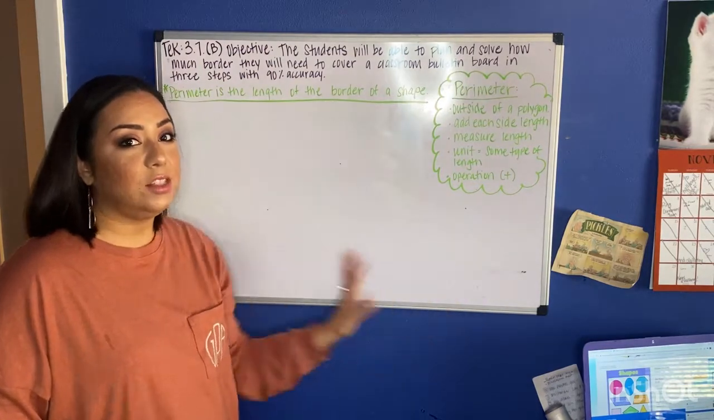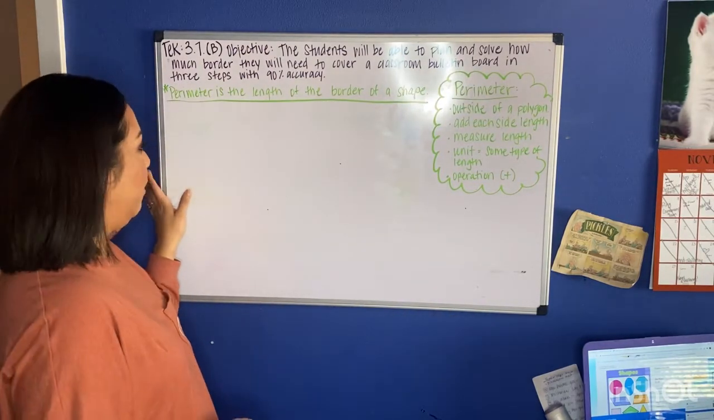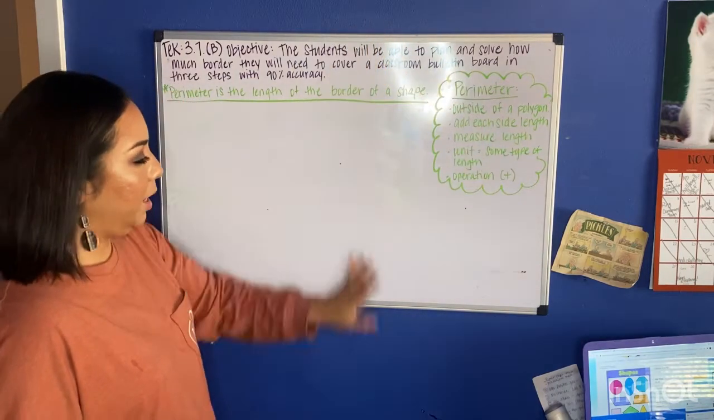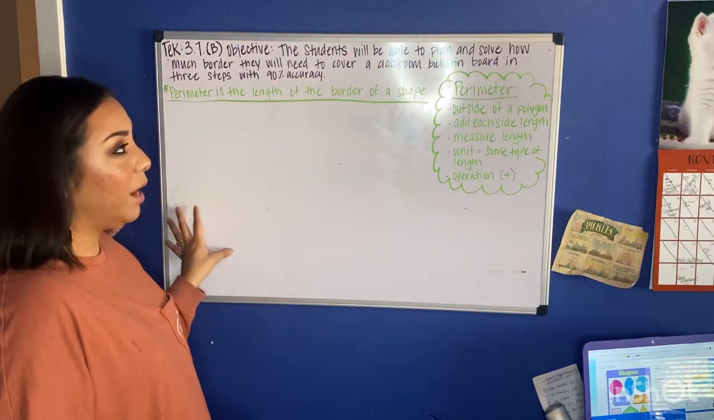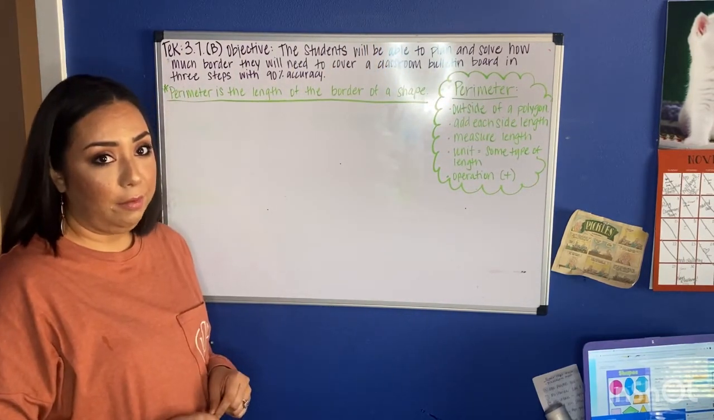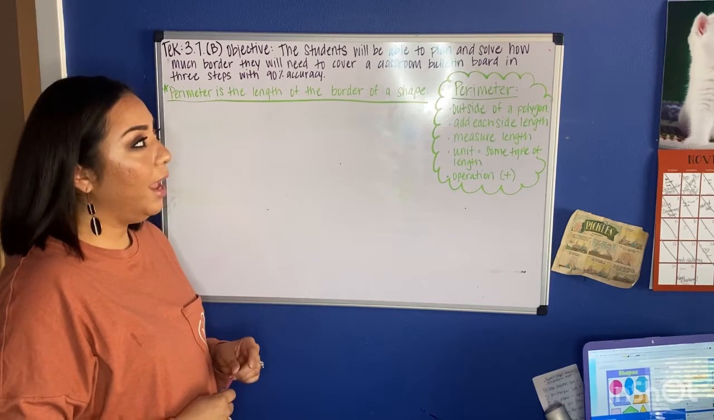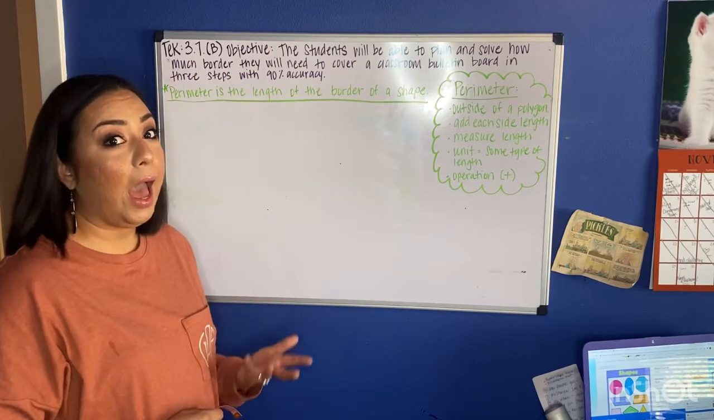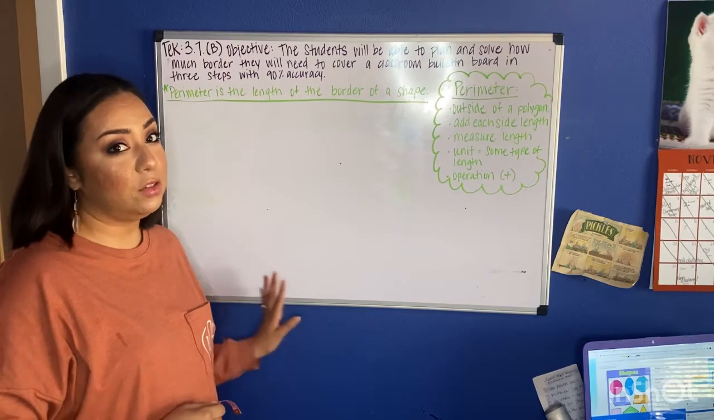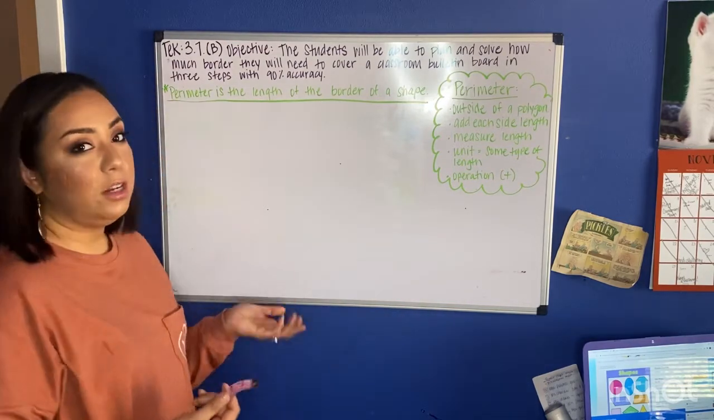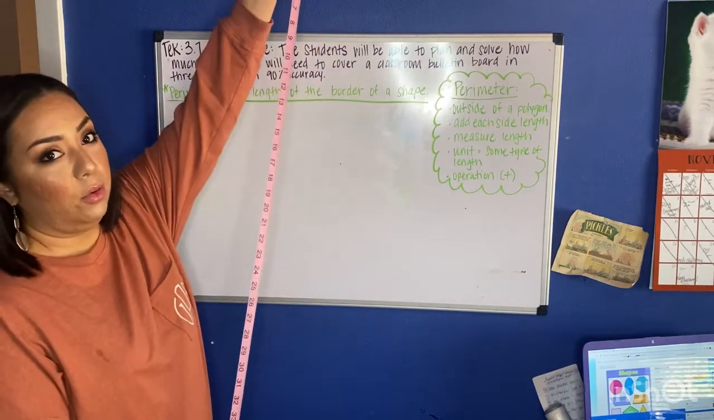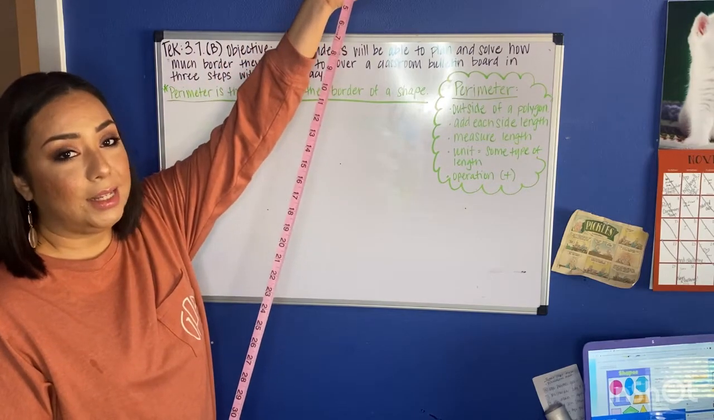How many sides do we have here? We have 4. I have 1, 2, 3, and 4. This is a rectangle. Calculate how many sides we have, which is 4. And then we're going to see how long these lengths are in sides. How are we going to do that? We're going to use our tape measure. Everybody at their table has a tape measure.